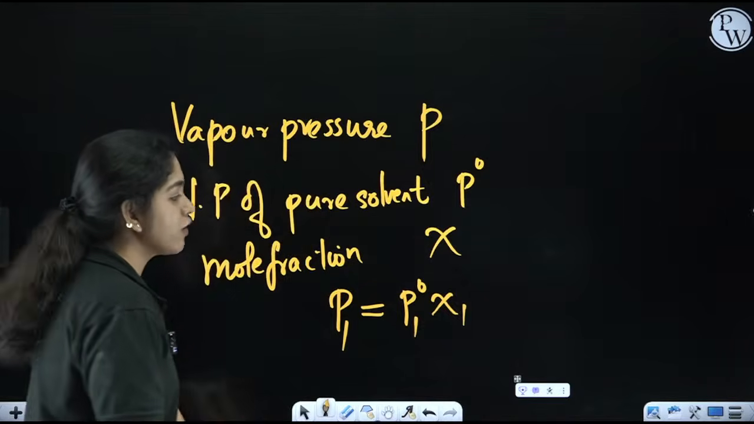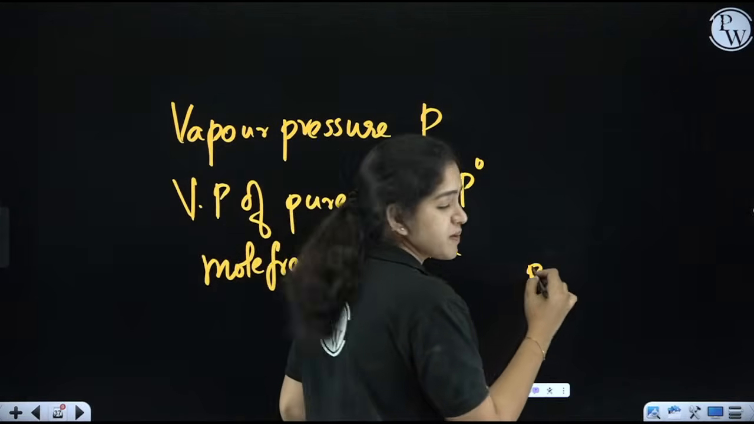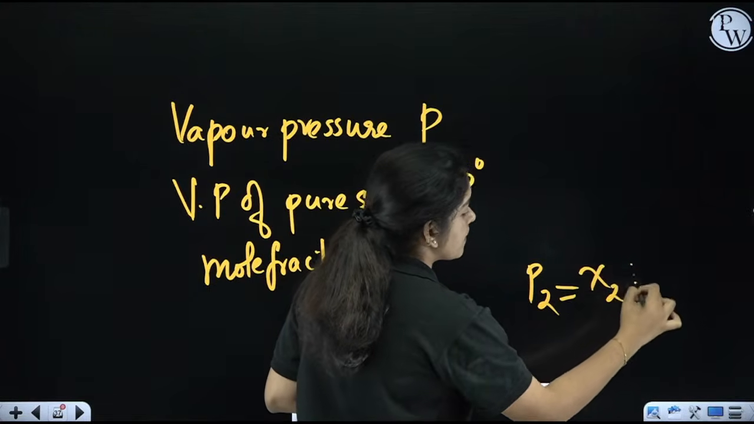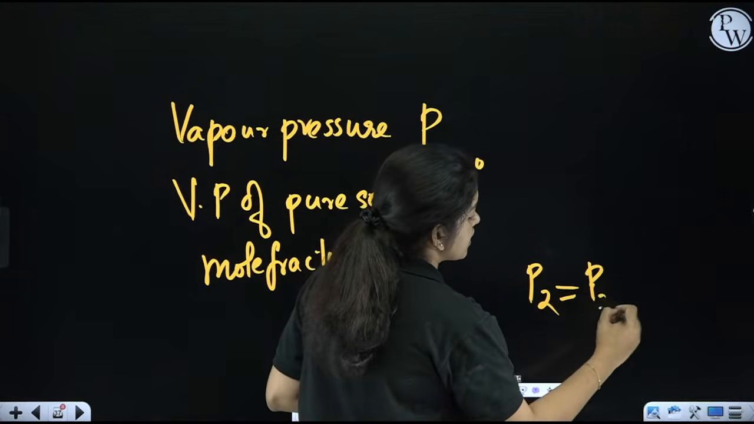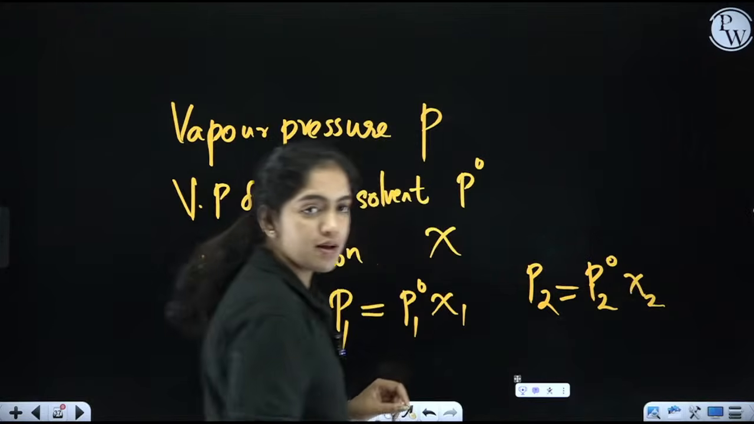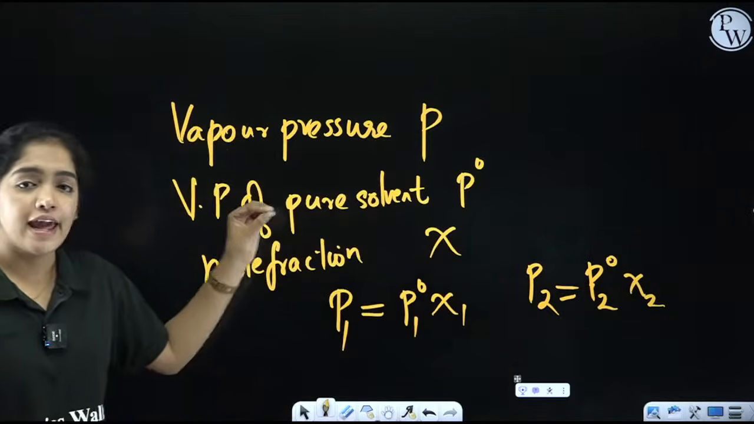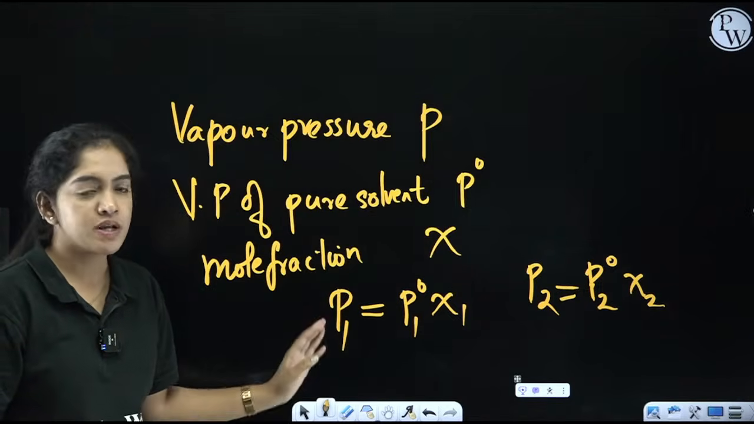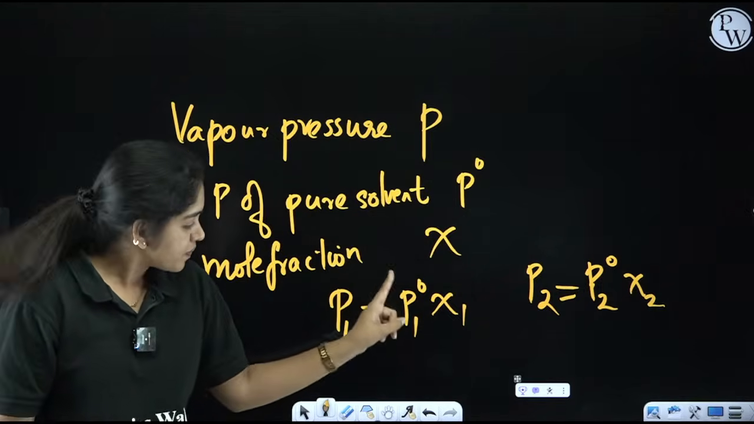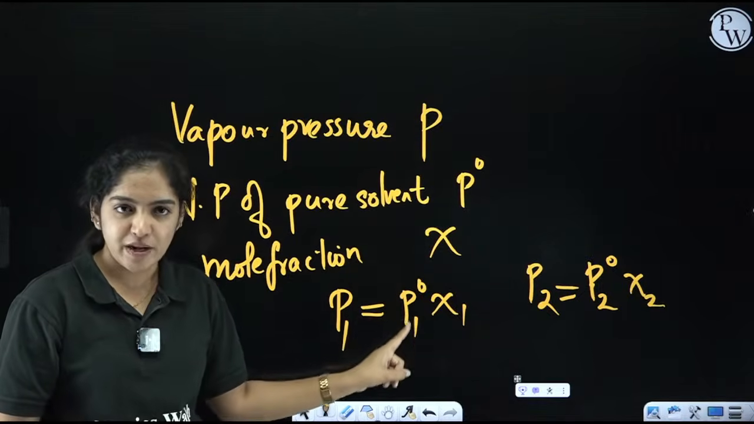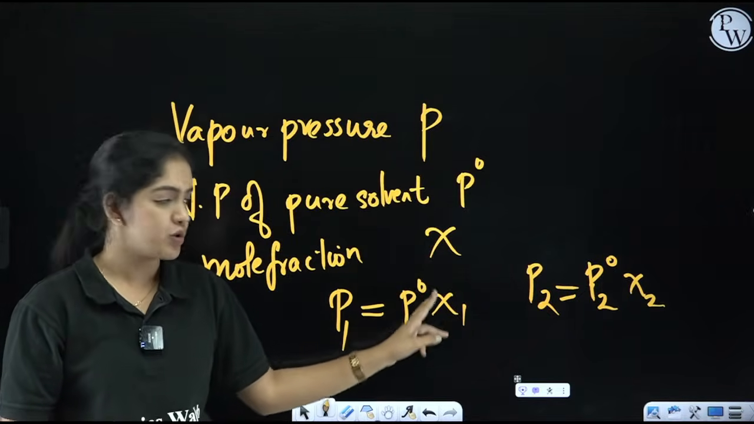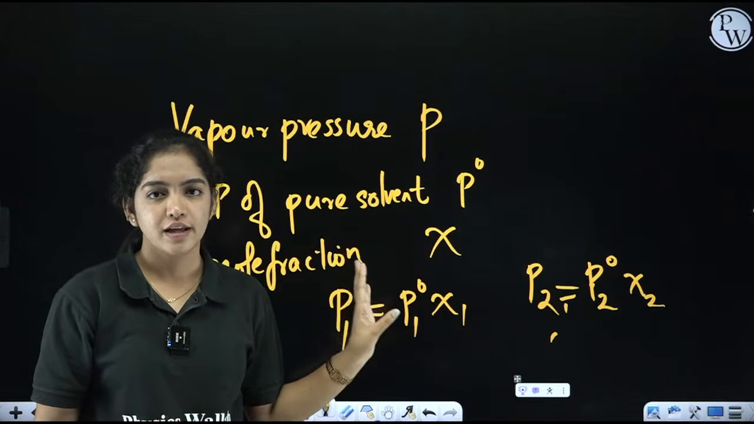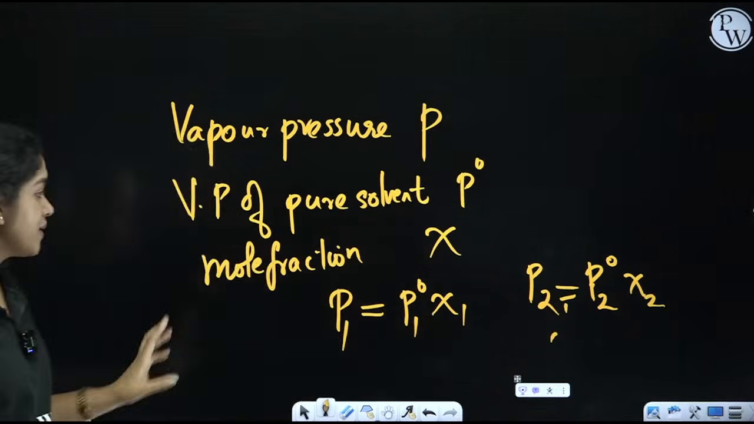If it is 2, how will we write? The vapor pressure of component 2 is given by P2 equal to P20 chi 2, like this. Clear? Got it? So, if there are n number of components also, we can write Raoult's law like this. The vapor pressure is equal to pure solvent vapor pressure into mole fraction: P1 equal to P10 into chi 1, P2 equal to P20 into chi 2. Got it? Any doubt? So, this is Raoult's law, a very, very important one.